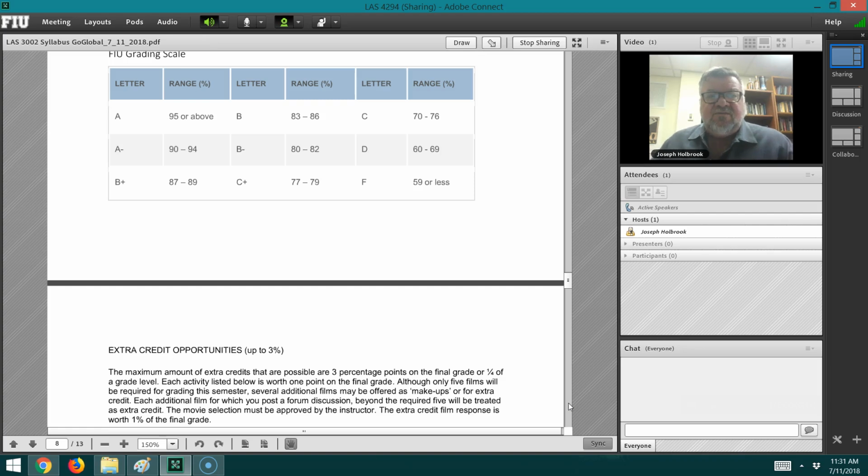Here is the new grading scale for FIU Online. You notice that they've raised the A to a 95 or above. It used to be 93 or above. 95 or above is the new grading scale. An A minus is 90 to 94.